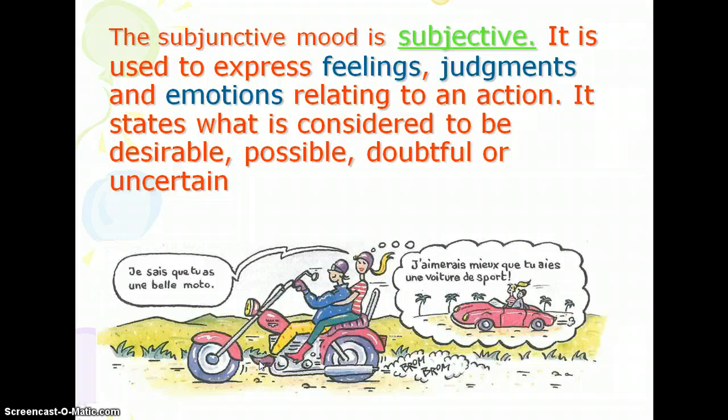When we talk about the subjunctive, we talk about something else. Whatever will be said is subjective. We use the subjunctive to express feelings, to express judgments, emotions that are relating to an action. So we say what we would like, what is possible, what is doubtful, what is uncertain.